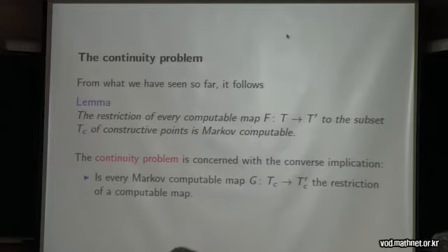So we have seen that every computable map, and computable meant in particular that the map has to be effectively continuous, if we restrict it to the constructive points, the restriction is Markov computable. That was what I mentioned in the beginning. And the continuity problem is now concerned with the converse implication. Is every Markov computable map on the constructive points the restriction of a computable map?